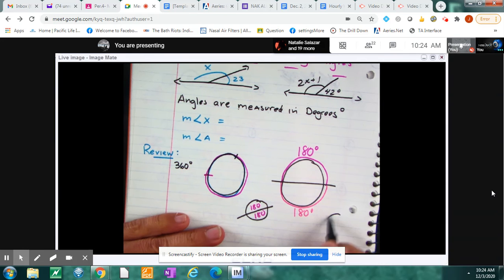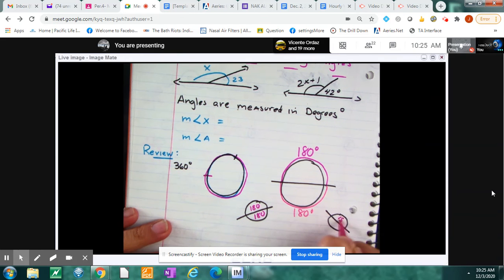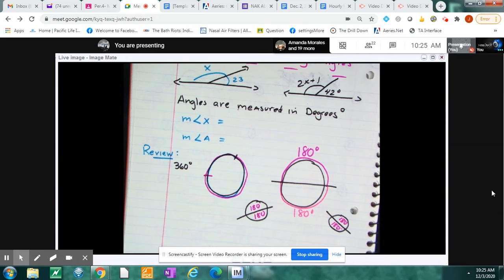I could draw another circle. Mister, can it be this way? Yeah, it could be that way, as long as it's half of it. So half of it is 180, 180. So far, so good. It's pretty easy.